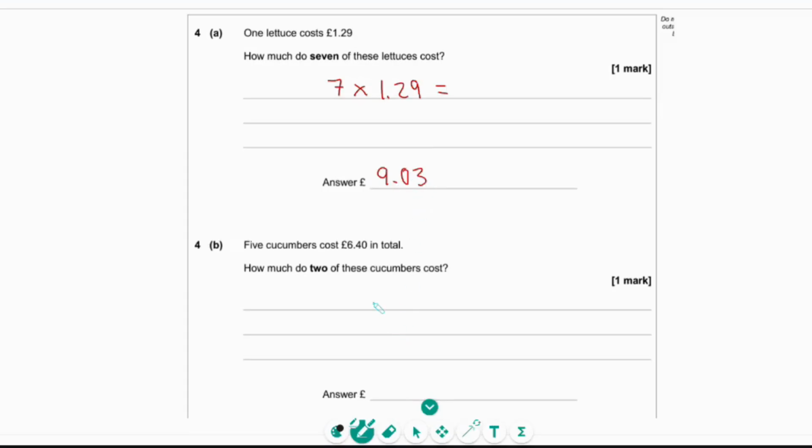5 cucumbers cost £6.40 in total. How much do 2 of these cucumbers cost? I need to work out the price of 1 cucumber first, so I'm going to divide this value by 5. So 1 cucumber is £1.28. Times it by 2 to get 2 cucumbers, £2.56.